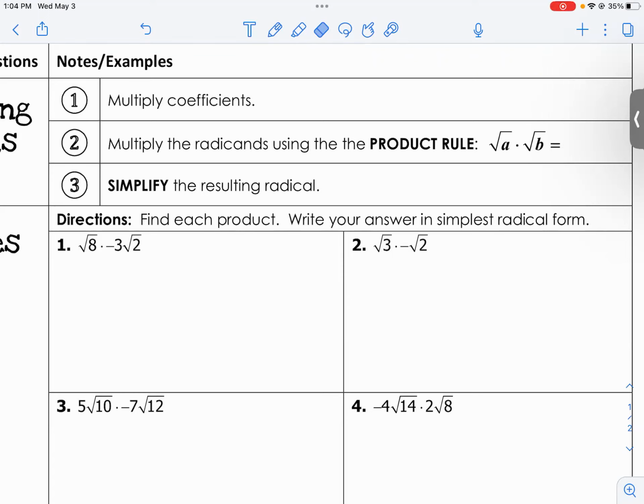If there are coefficients, those numbers are going to get multiplied together. So if you have numbers on the outside, they get multiplied together. If you have numbers on the inside of the radical, like if you have a radical A times a radical B, then we can multiply those numbers underneath the radical.